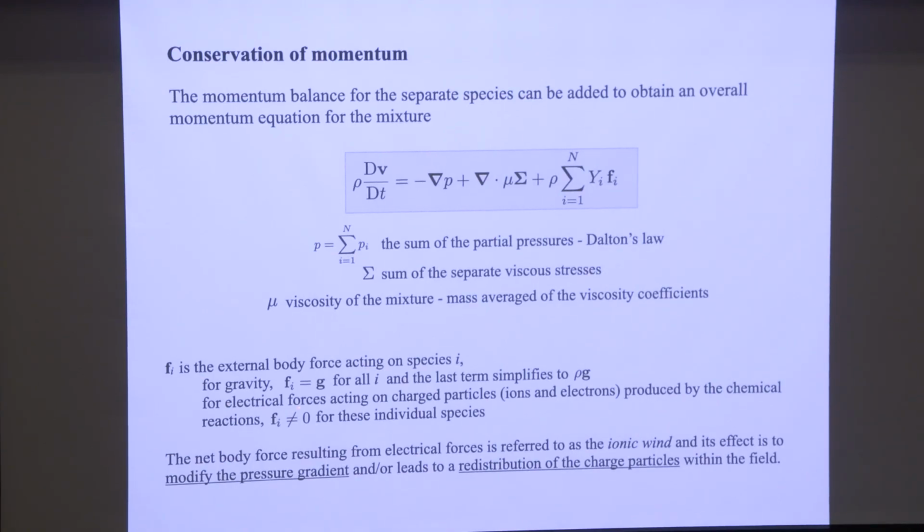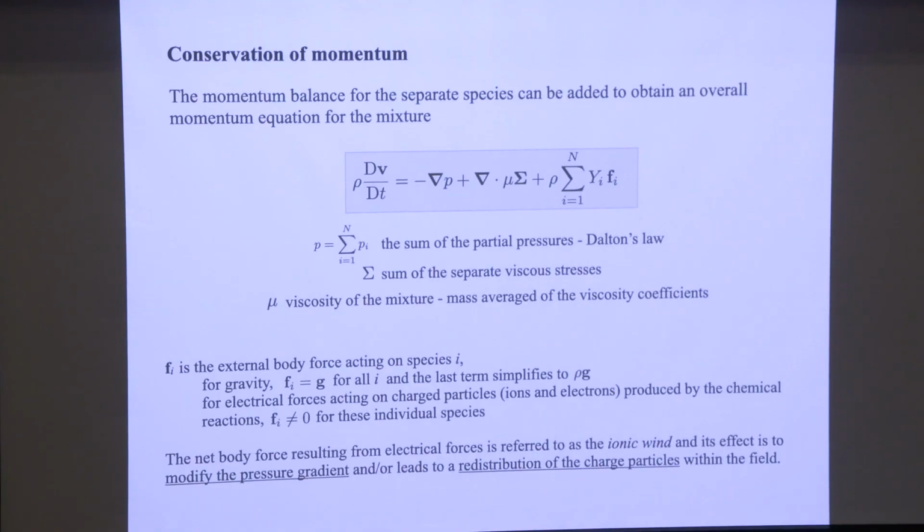For example, if you have electrical forces, which would act on charged particles such as ions or molecules or electrons that are often produced by chemical reaction, they would have a different body force than other species that are not electrically charged. So if that's an important item that you are investigating, then you have to pay attention to that term, okay? If Fi is only gravity, then G can be pulled out of the sum. The sum of Yi is 1, and so then you get the standard rho times G term there.